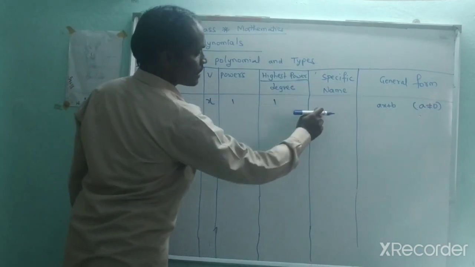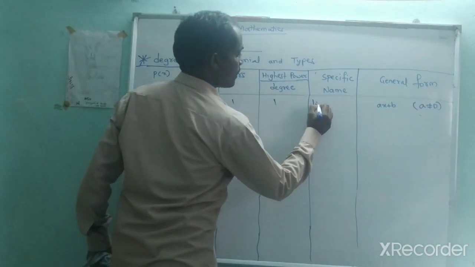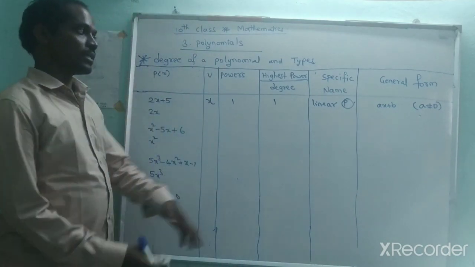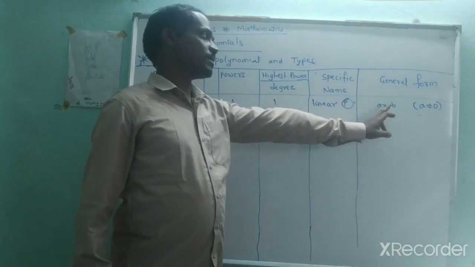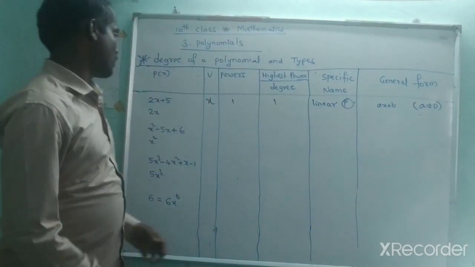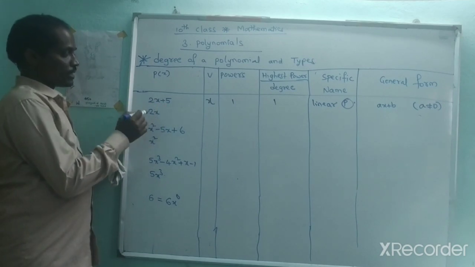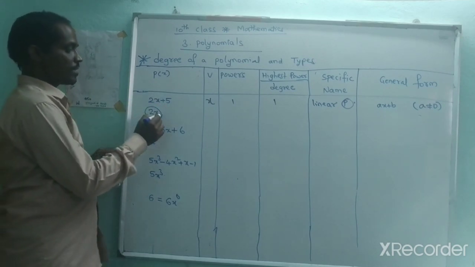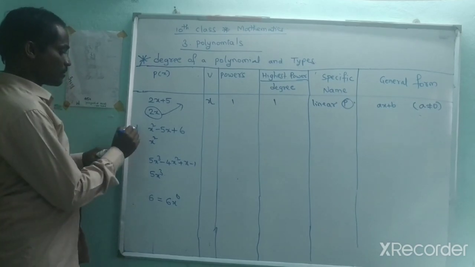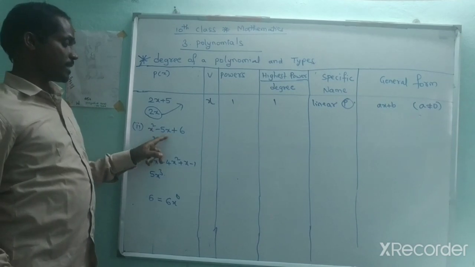This has a specific name: linear polynomial. The general form of a linear polynomial is ax plus b. In this, one condition is there, a not equal to 0. Next, in the above example 2x plus 5, suppose we take only the first term, it is also a linear polynomial. Next example, x square minus 5x plus 6.